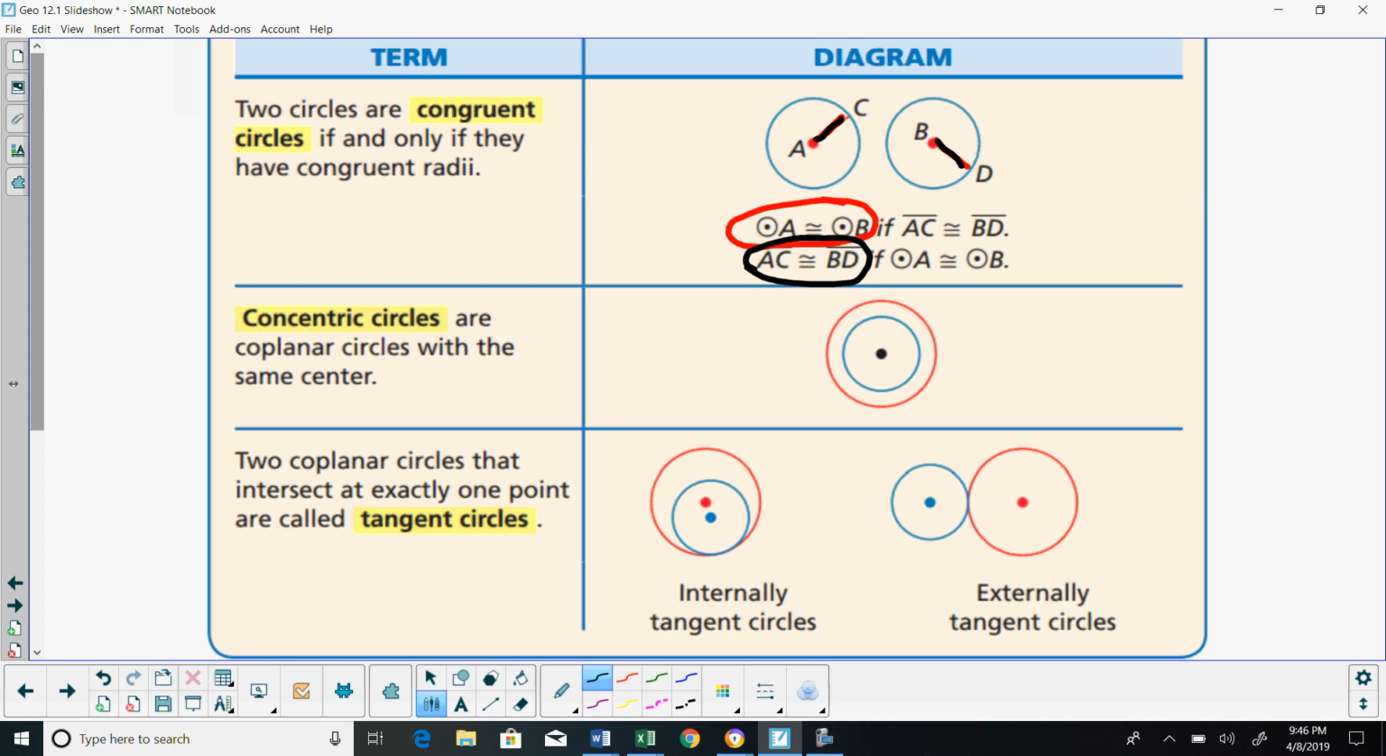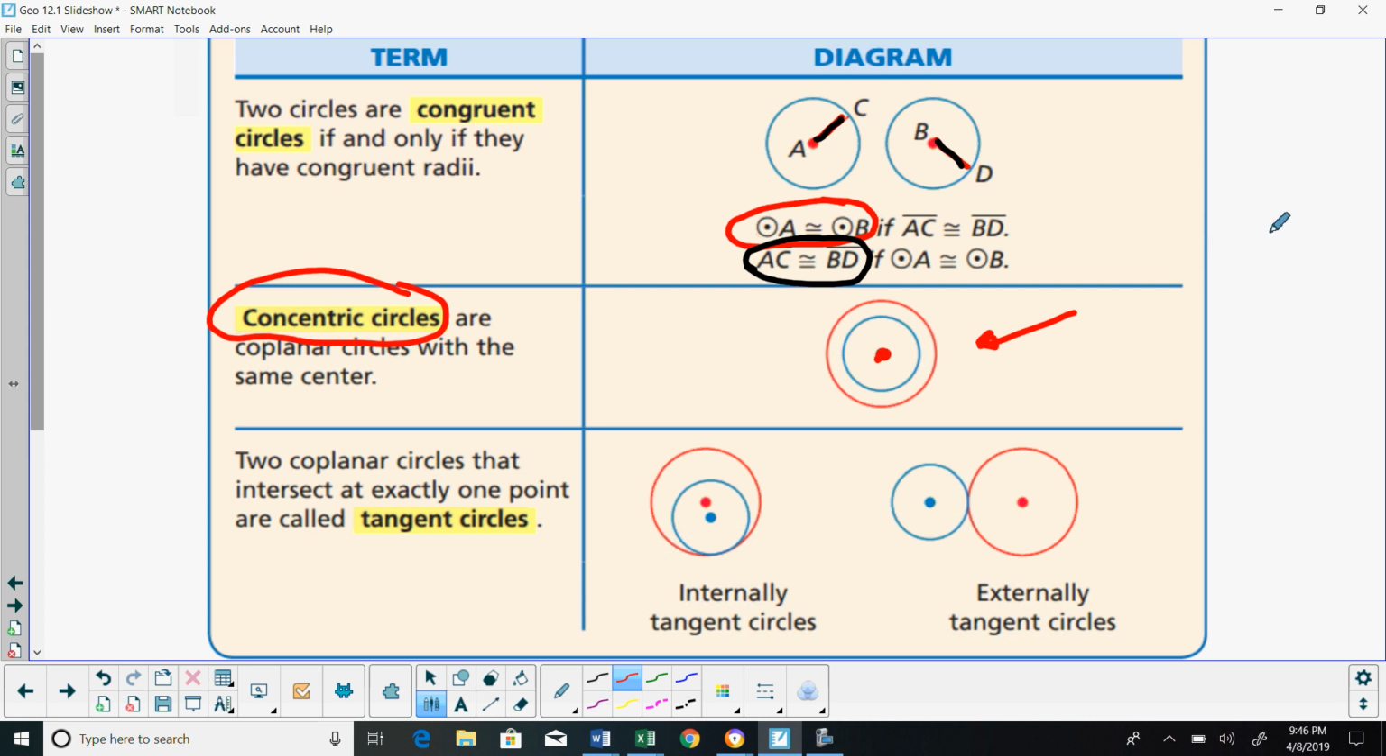All right, how about concentric circles? So the word concentric would mean circles that lie in the same plane, they're coplanar, but they have the same center. So the two circles drawn here would be examples of concentric circles because they have that same center point.